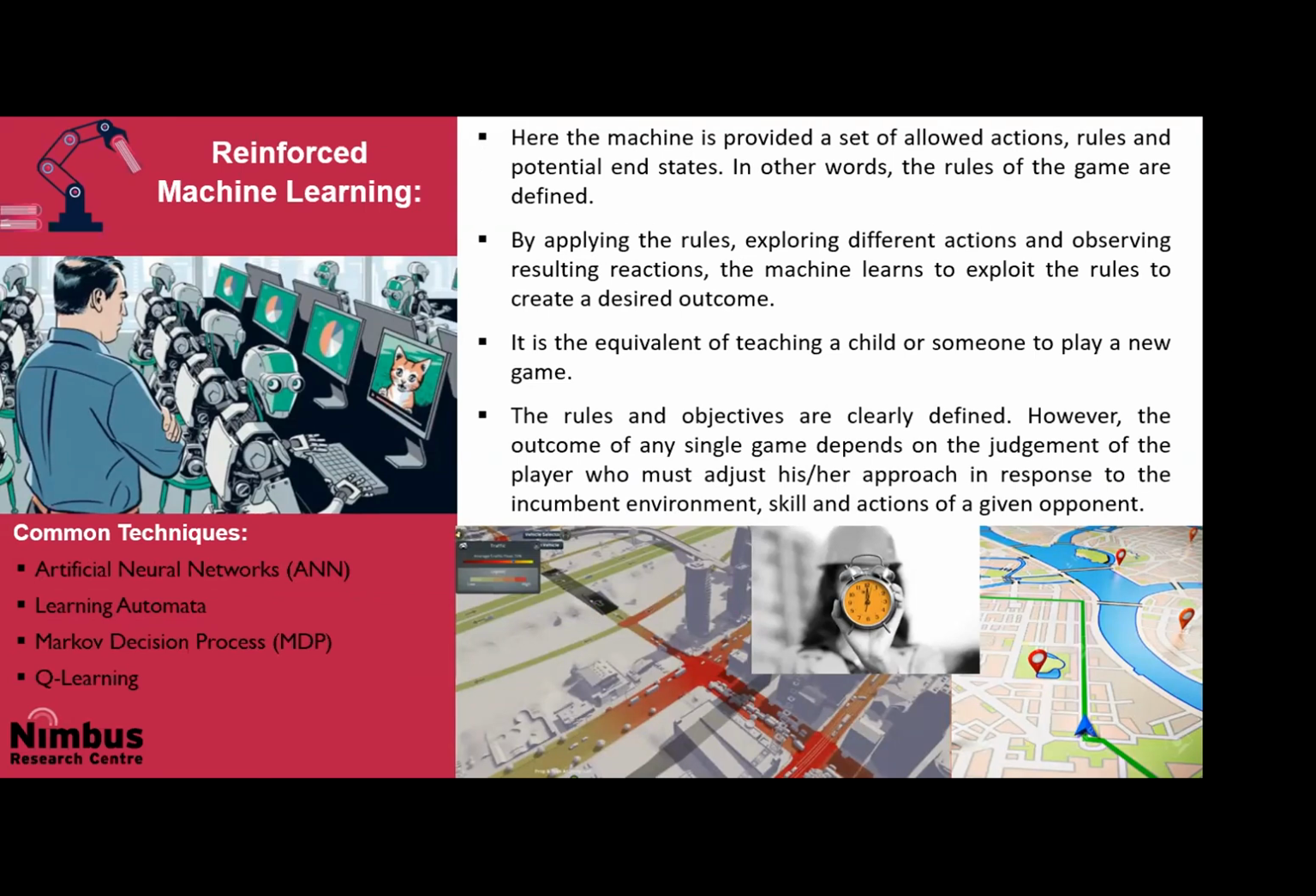So reinforcement learning is often described as being equivalent to teaching a child or someone to play a new game. So the idea is that the rules and the objectives are clearly defined. However, the outcome of any single game depends on the judgment of that player, who must adjust his or her approach in response to the incumbent environment, skill, or actions of a given opponent.